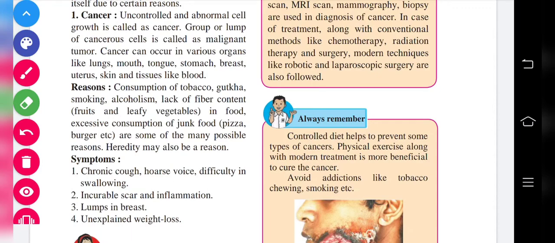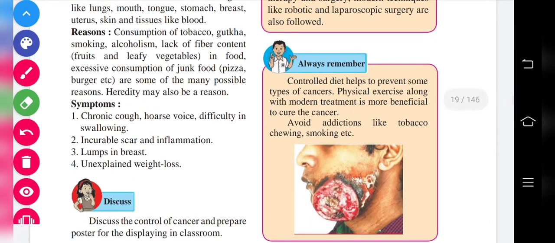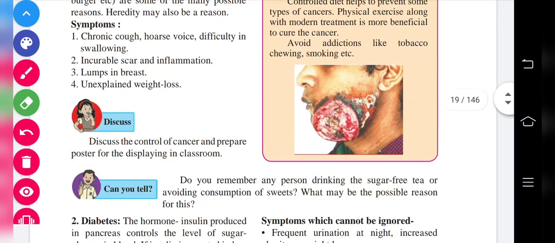Physical exercise along with modern treatment is more beneficial to cure cancer. Regular exercise is very important. A controlled diet means a balanced diet, so use a balanced diet. Also avoid addictions like tobacco chewing and smoking. That is very important too.